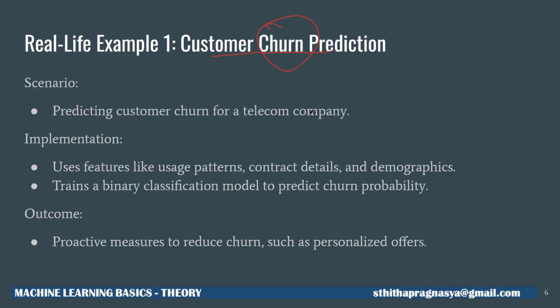How is the linear learner used in this situation? The company can use this algorithm to train a binary classification model on historical customer data with features like monthly usage, contract length, and age. The model predicts the probability of each customer churning, meaning canceling the service. And the outcome would be, by identifying at-risk customers, the company can take proactive measures such as offering special promotions or personalized services to reduce churn.